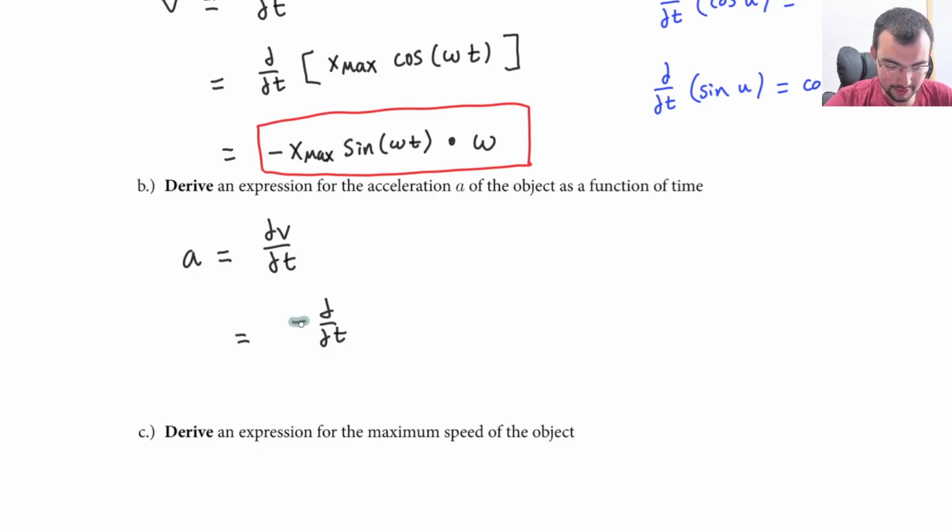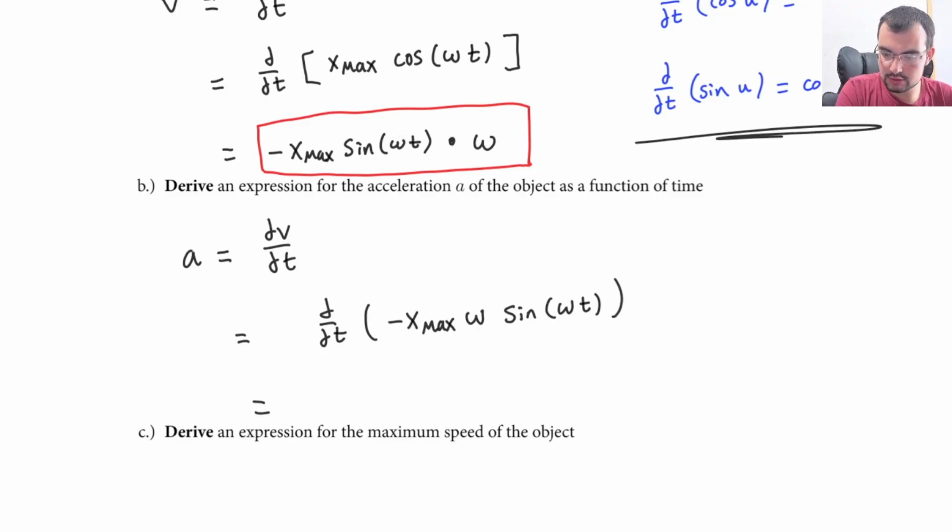Why is there a negative? So I'm actually going to simplify a bit because omega is a constant and so is x max. I'm just going to group those together because those will not really affect anything.